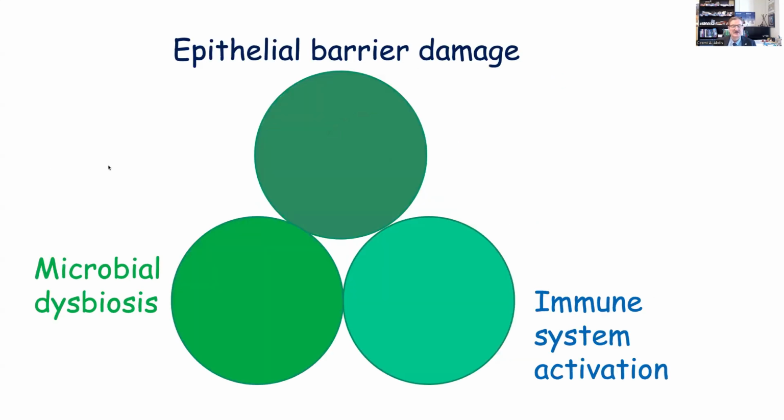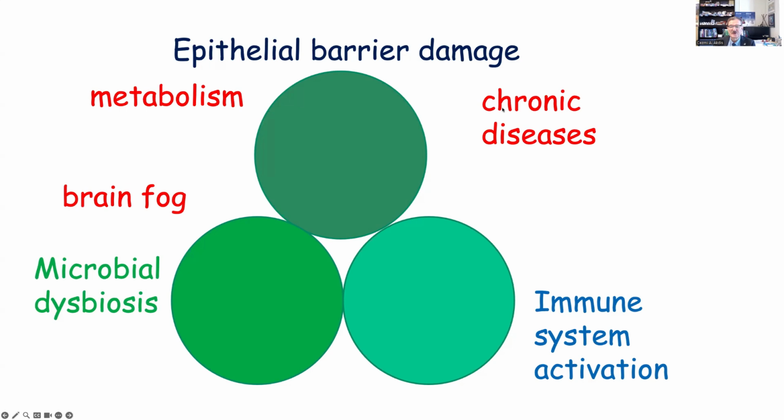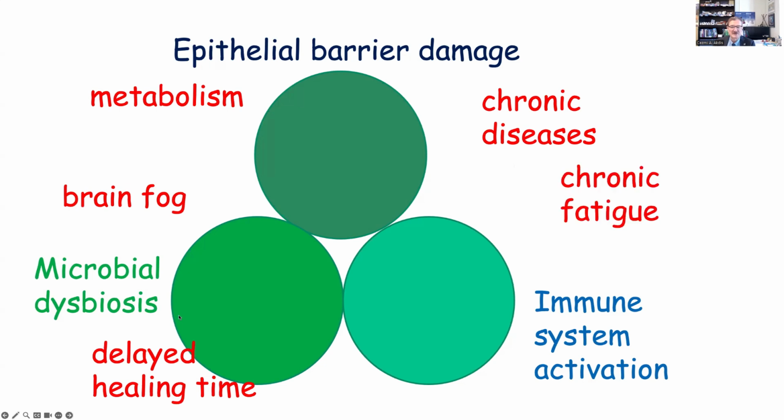Together with epithelial barrier damage, microbial dysbiosis and immune system activation, we have a metabolic component that affects the cells and cell mitochondria. There is a new concept which is being discussed, brain fog. What is it about? Chronic diseases. We have delayed healing time from surgeries and from diseases. There's chronic fatigue. And a new diet is needed, and new diets are continuously being discussed.